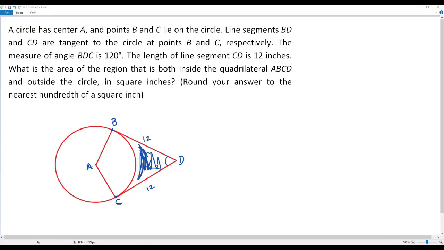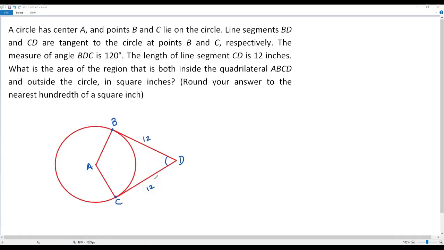So how do we get the area that has been shaded? For that, we have to get the area of the quadrilateral ABCD. Once we get the area of this quadrilateral, from this area we have to subtract the area of the sector. When I subtract the area of the sector from the area of the quadrilateral, I'll get the area of the region which lies inside the quadrilateral and outside the circle.